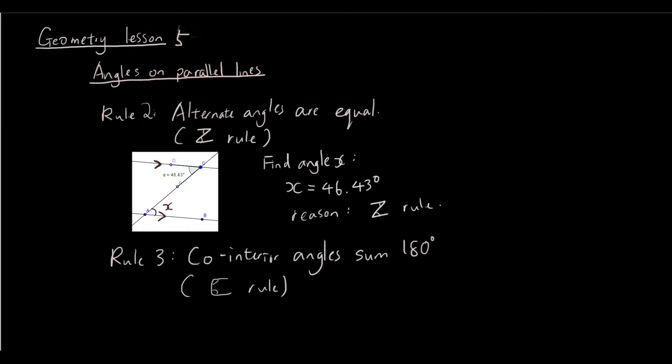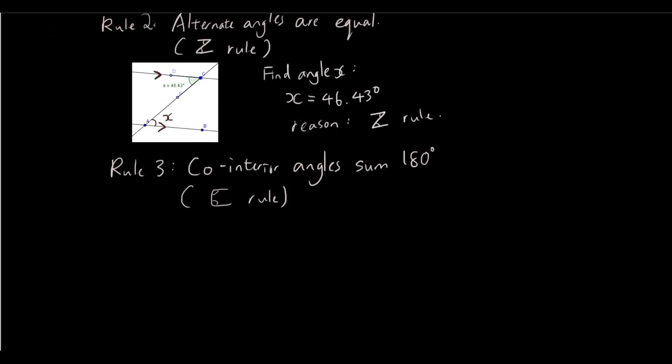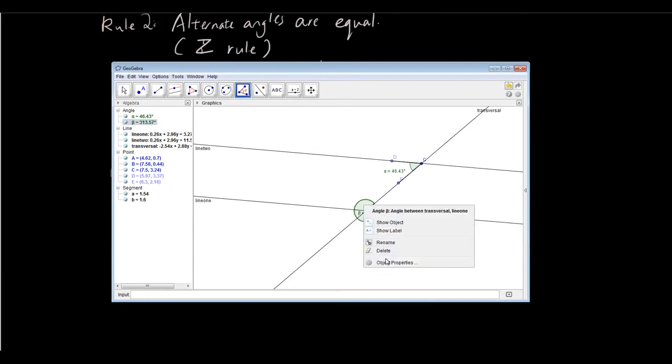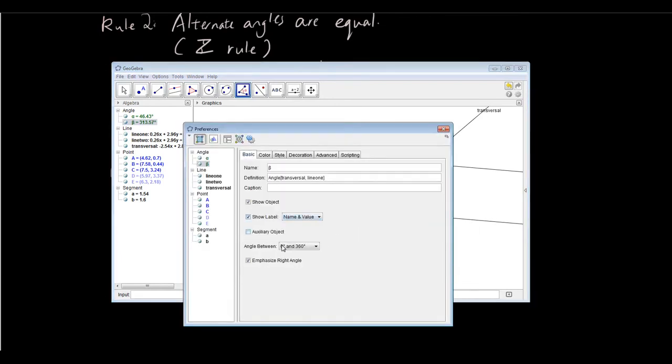Alright, let's go to the third rule for angles on parallel lines. The third rule is that co-interior angles sum to 180. They're angles contained by the parallel lines but on the same side of the transversal. So if we go to Geogebra, I'm going to create another angle right here from there to there. Oops, let me see if that will work if I just change the degrees.